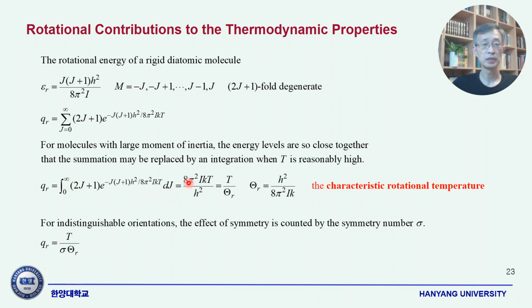What we get is 8π²IkT over h². And again, we also obtain this with respect to T, as a characteristic rotational temperature. So each rotational energy makes a fraction of the temperature, I mean the thermal energy, which is kT. So that's a comparison for that.